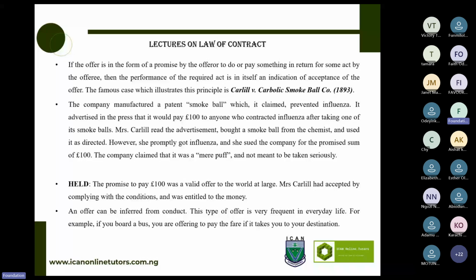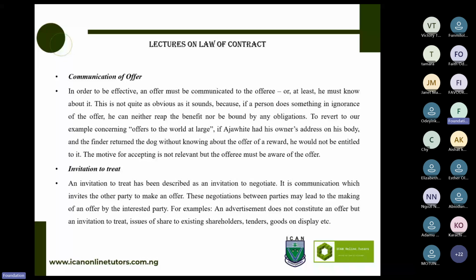Any question, class? Okay. The question: so does it mean that if we're explaining this kind of case now, we don't need to mention invitation to treat at the end of the sentence, or it should not be there at all? Don't even let it show. Let's just maintain the principle the way it is. We are coming to invitation to treat, so you get it clearly.